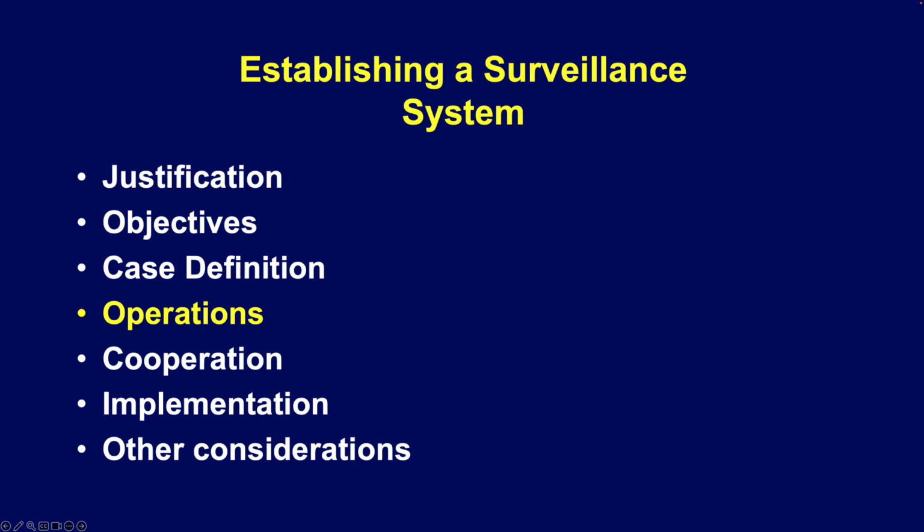Once you've got a case definition, you need to begin to operationalize things, operationalize aspects of your surveillance system. How will the data be collected? What about quality control and validation of those data? Who will analyze and disseminate the data? It's all the things that are part of a system that need to be specified for the surveillance system to work, including the dissemination activities.